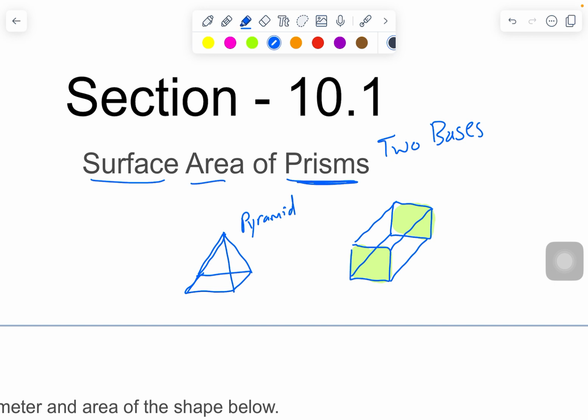Now we could draw it this way where we have a parallelogram, and then one right above it. Could have copied and pasted that and connected those corners. That's also going to be called a prism because it's got two bases. So these are both prisms. And we'll define what kind of prisms they are and all that as we move through the chapter.